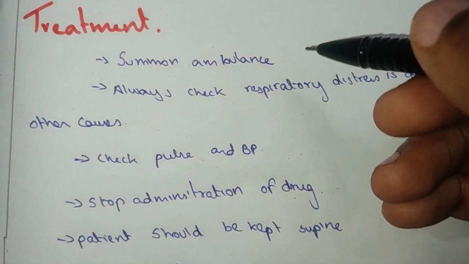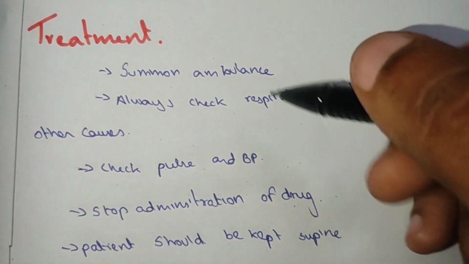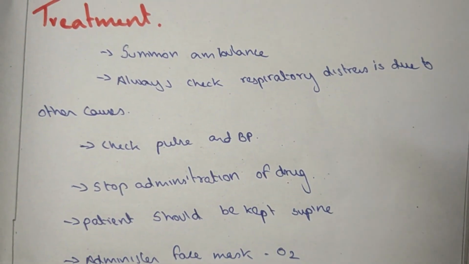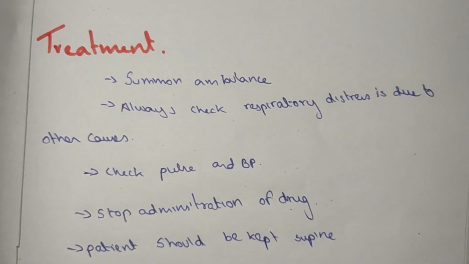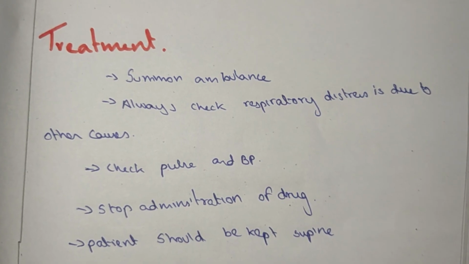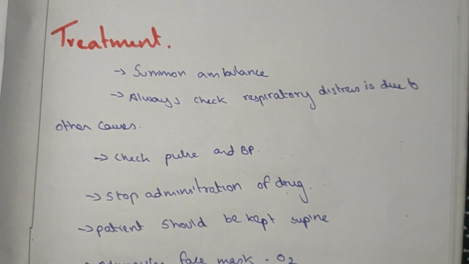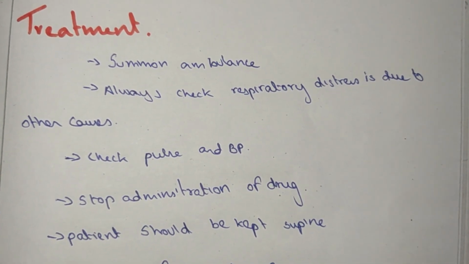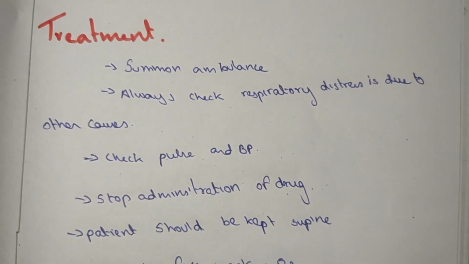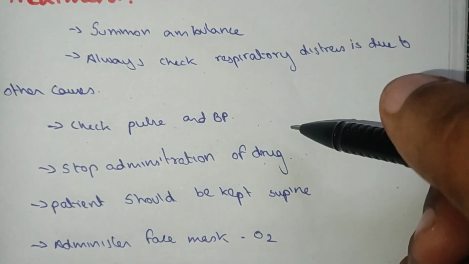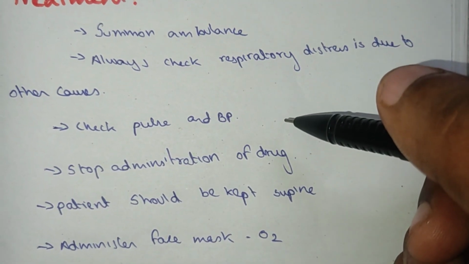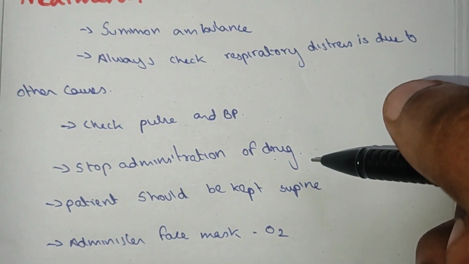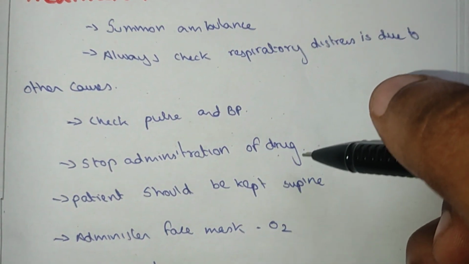The treatment is: we should call the ambulance. Always check whether the respiratory distress is due to any other cause. They are unable to breathe, so we should see the cause why and cure that cause. Check the pulse and blood pressure. Stop administration of the drug. We should not administer any drug at this point of time.